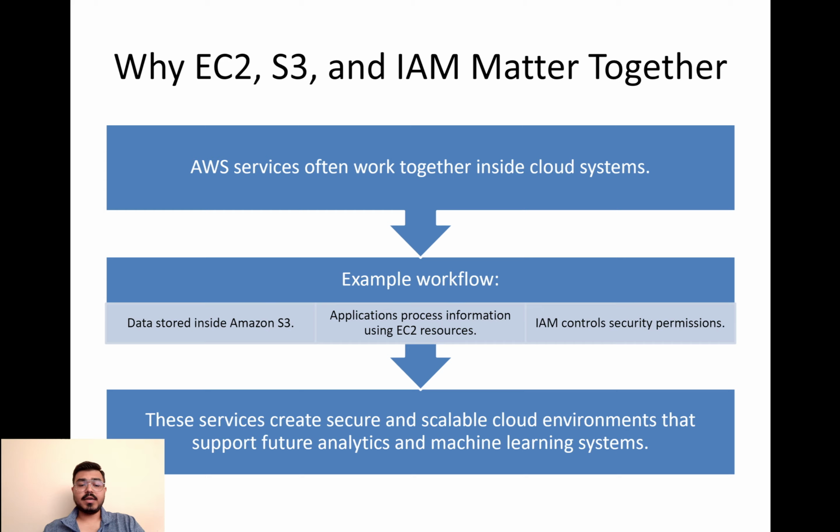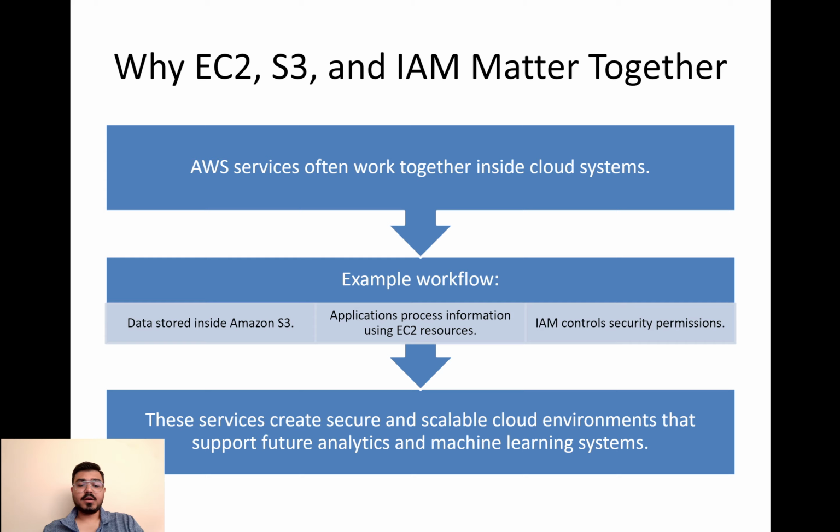First, data can be stored inside Amazon S3. Organizations use S3 to securely store files, application information, and datasets. Next, applications process information using EC2 resources. EC2 provides the computing power needed to run applications and process workloads. IAM controls security permissions. IAM determines who can access cloud resources and what actions users can perform.